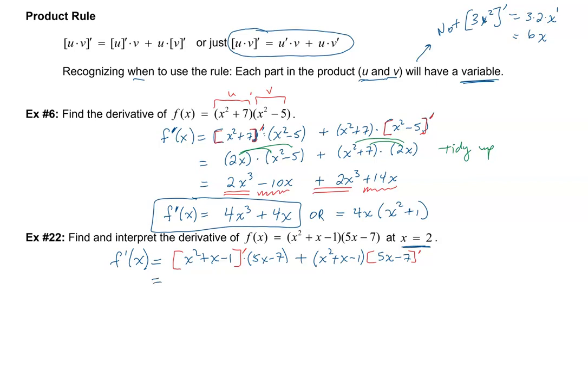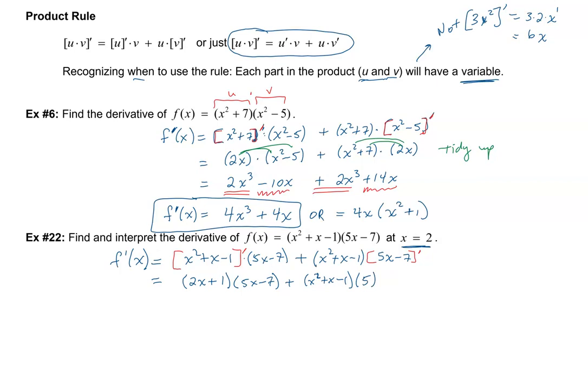All right, so two terms with x's inside here, x squared plus x minus 1. I'm gonna have to put parentheses around this because I'll get a 2x as above, and then plus a 1 from the x, and then the minus 1 goes away. All of that has to multiply the 5x minus 7. On the second part, I have my x squared plus x minus 1 times just a plain old 5. From the 5x, the 7 goes away. So we have some multiplying to do.